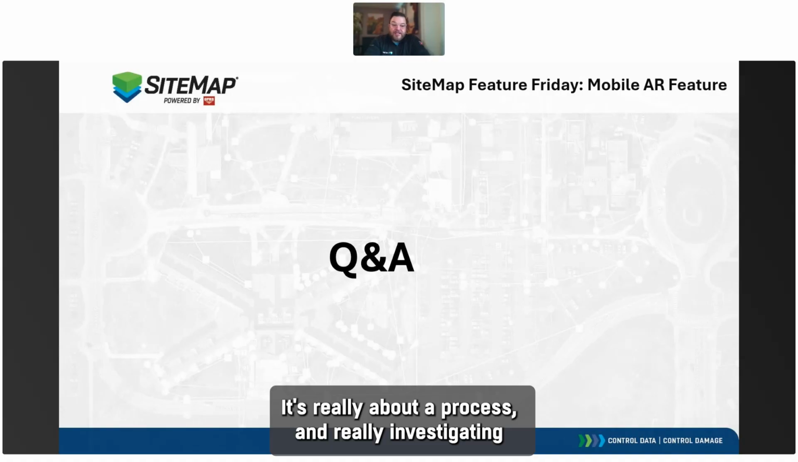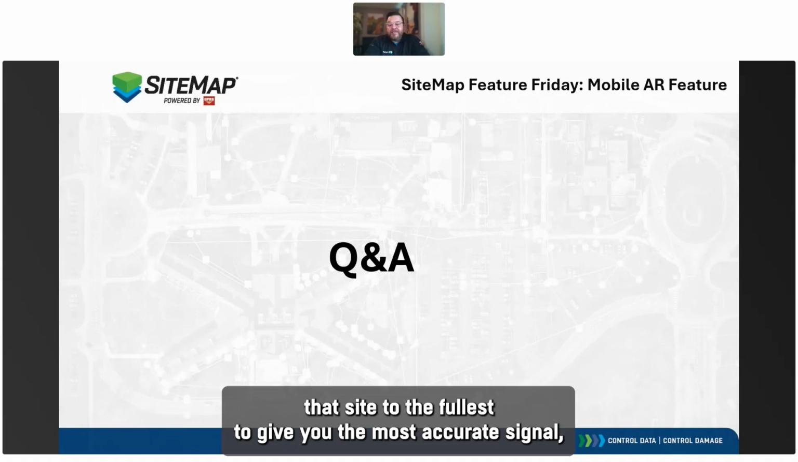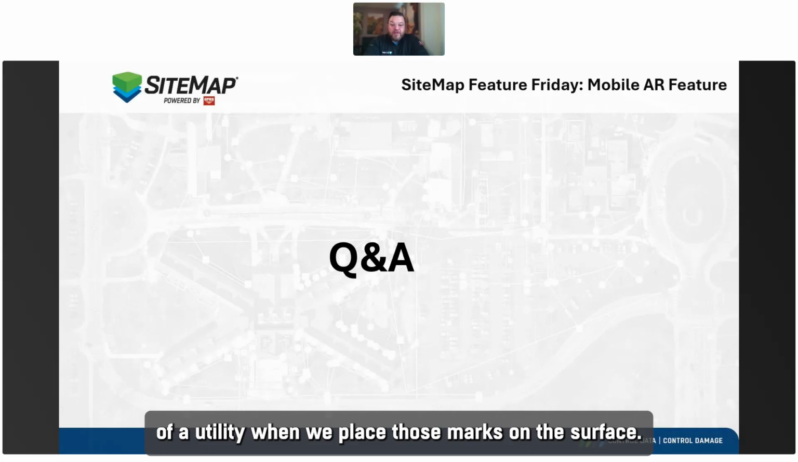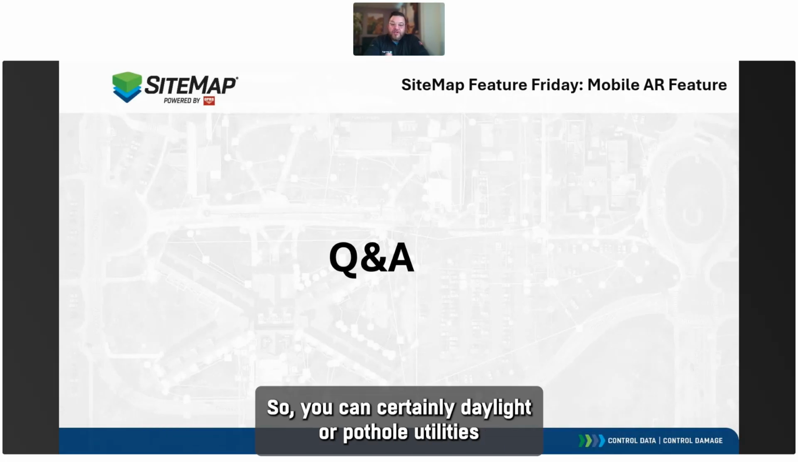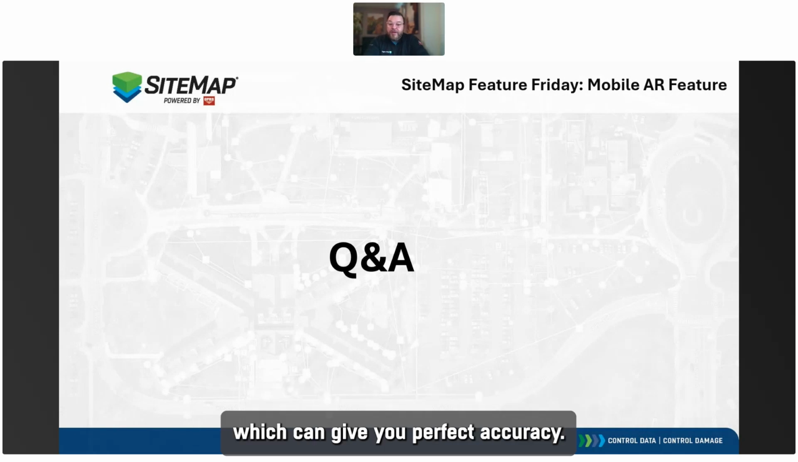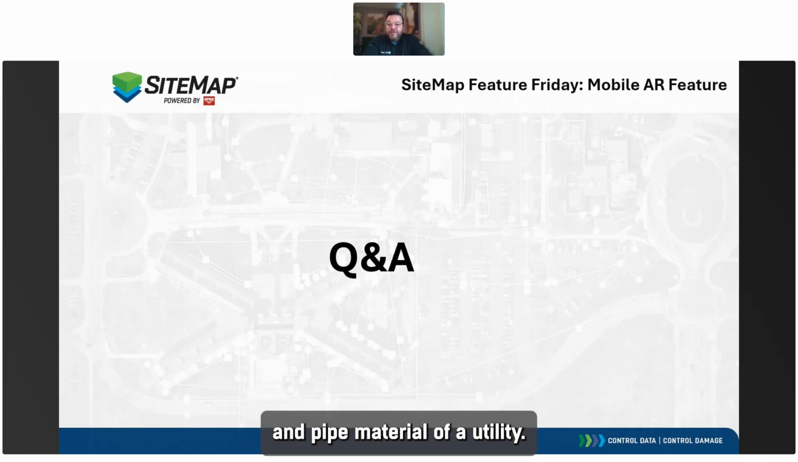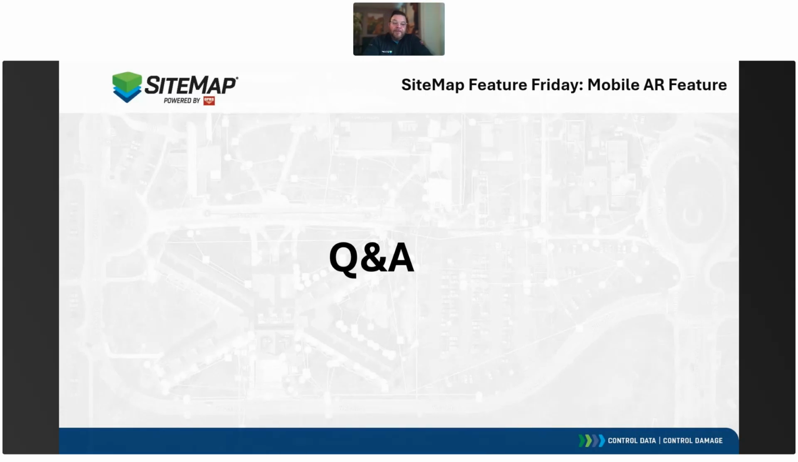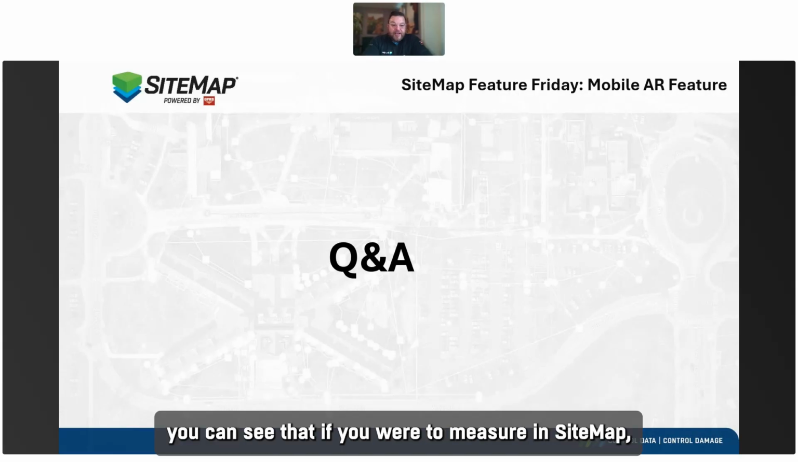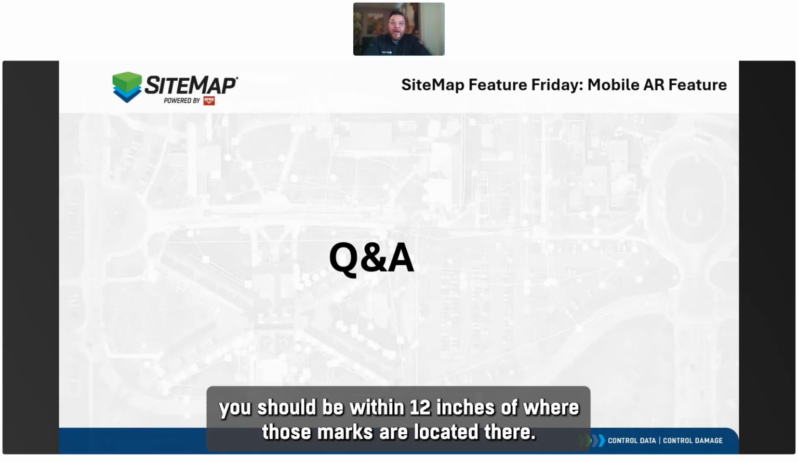It's really about a process and really investigating that site to the fullest to give you the most accurate signal, give you the most accurate locating of a utility when we place those marks on the surface. So you can certainly daylight or pothole utilities, which can give you perfect accuracy, where we're getting exact depths and diameters and pipe material of a utility. Yeah, we do have some limitations there with accuracy, but you can see that if you were to measure in SiteMap, you should be within 12 inches of where those marks are located there.